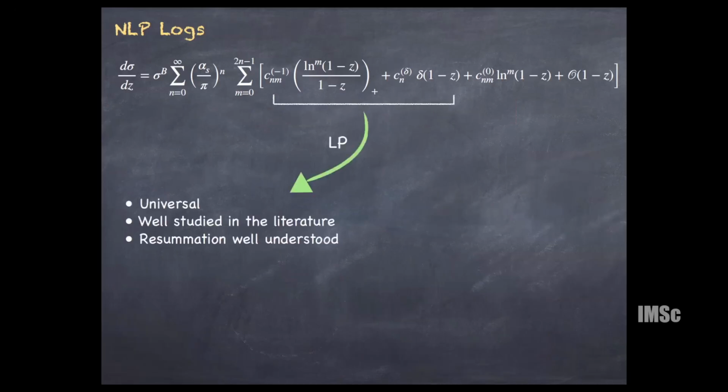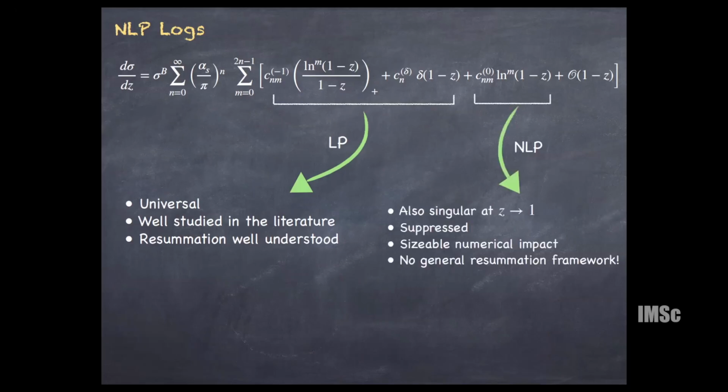So these first two terms, the delta function and this plus distribution, are called leading power. And the second term, which is of the form log 1 minus z, is called next to leading power. Now people know everything about the leading power. They are universal, they are well studied, and resummation is well established. But for the next to leading power, it is not so well known till now.